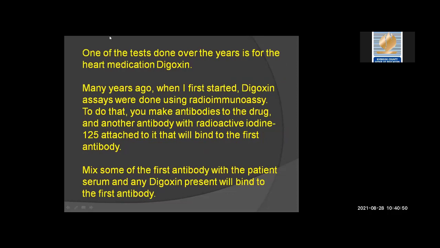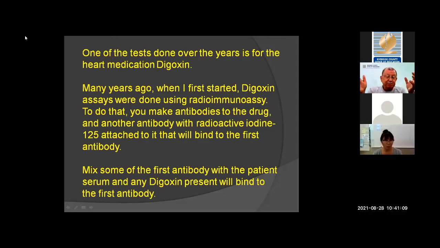One of the tests, this is just kind of an explanation of how we've done things over the years and the kind of changes. When I first started doing this a long time ago, we had a heart drug, still do, called digoxin. Dig assays were done using radioimmunoassay. Radioimmunoassay uses radioactive iodine, in this case, attached to the drug itself, and then you count the amount of radioactivity. To do that, you make antibodies to the drug, another antibody to that antibody, you attach radioactive iodine 125 to that, so that the second antibody will bind to the first one.